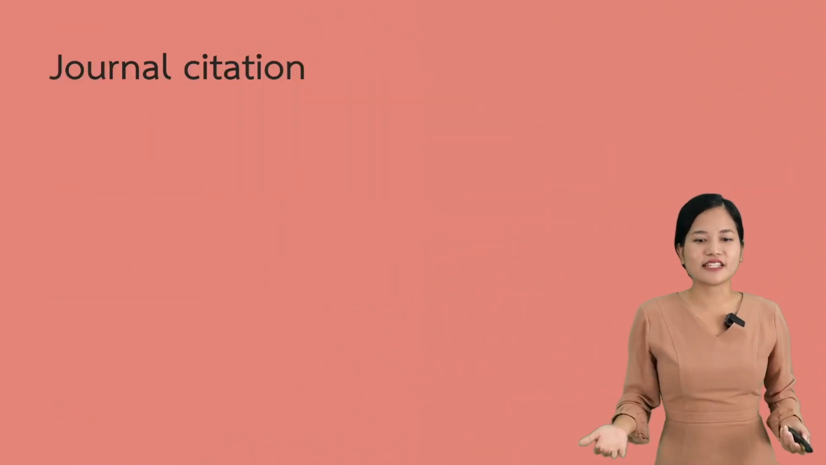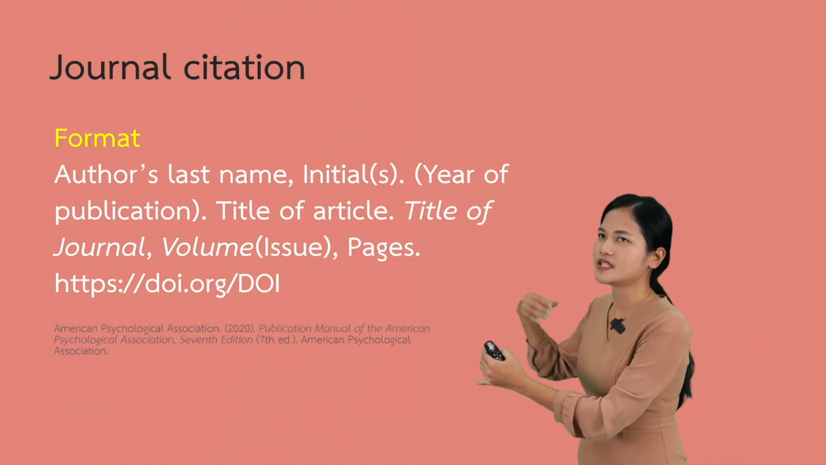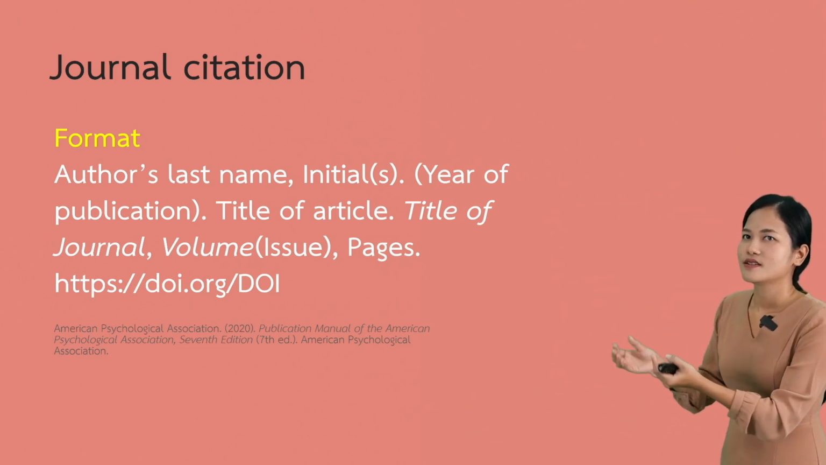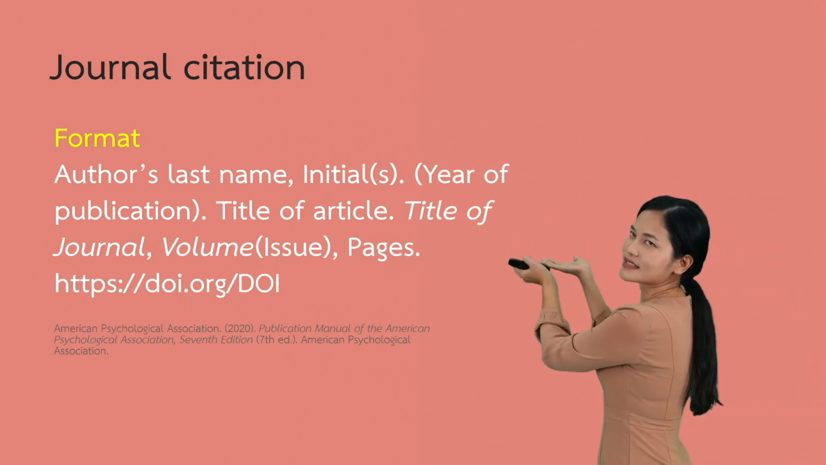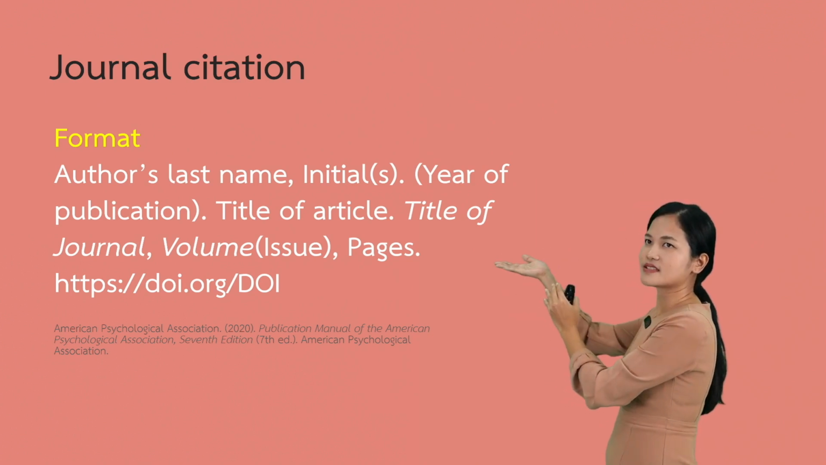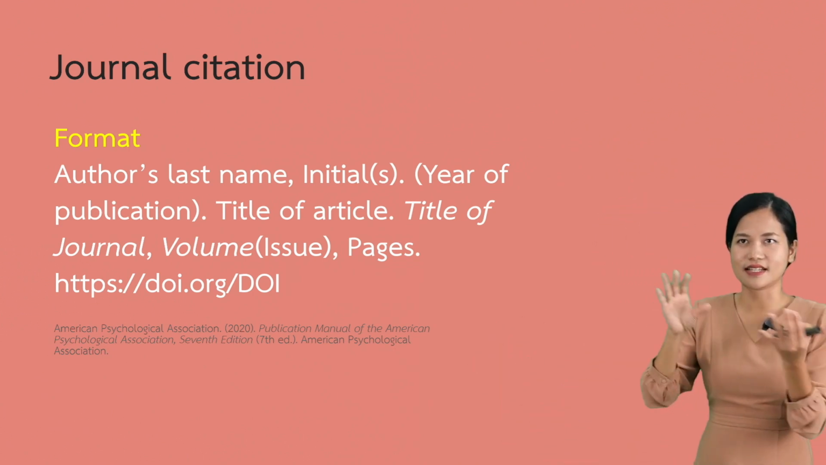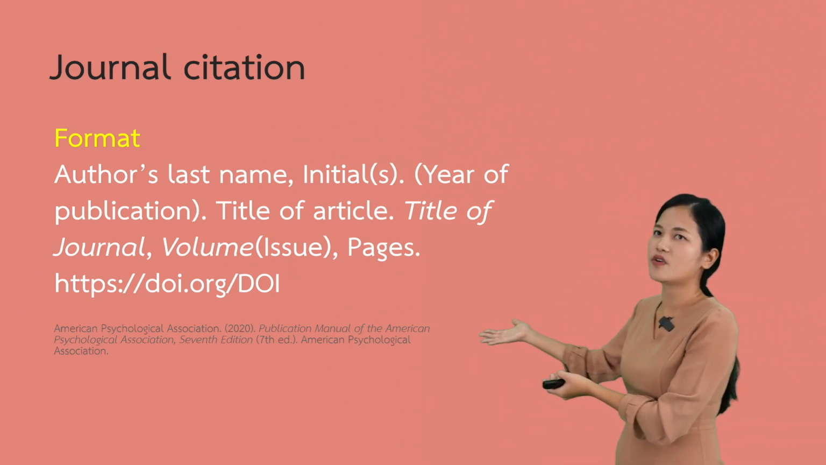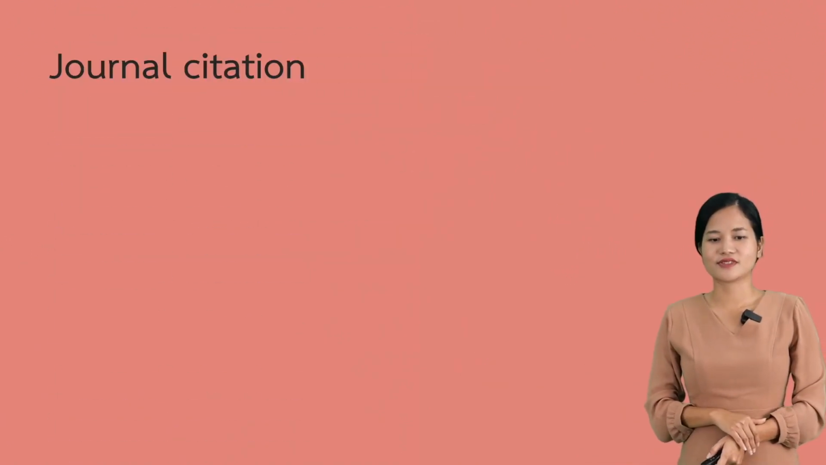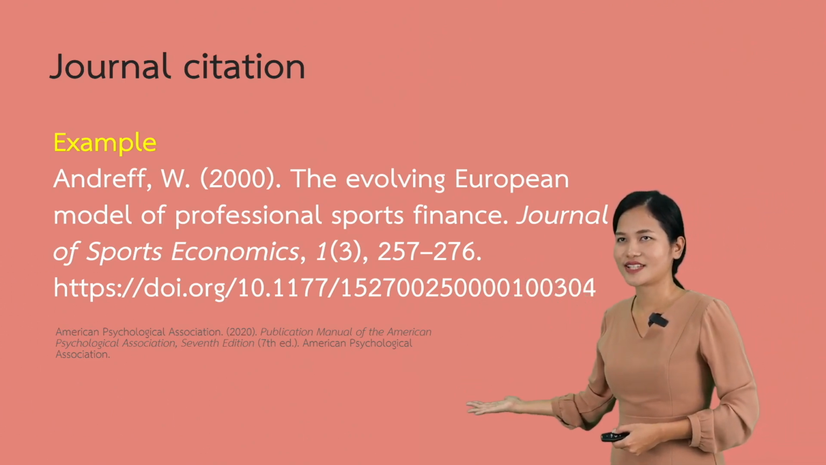Next, journal citation. This is the format. Author's last name, initial, year of publication, title of article. But we will make the format like this for the title of journal, not the title of article. So look at that, title of journal, and you make it in italic like this. And then if you can find the DOI online, you can add it right there too. Okay, so here is the example. You can pause this video and take a look at this by yourself.